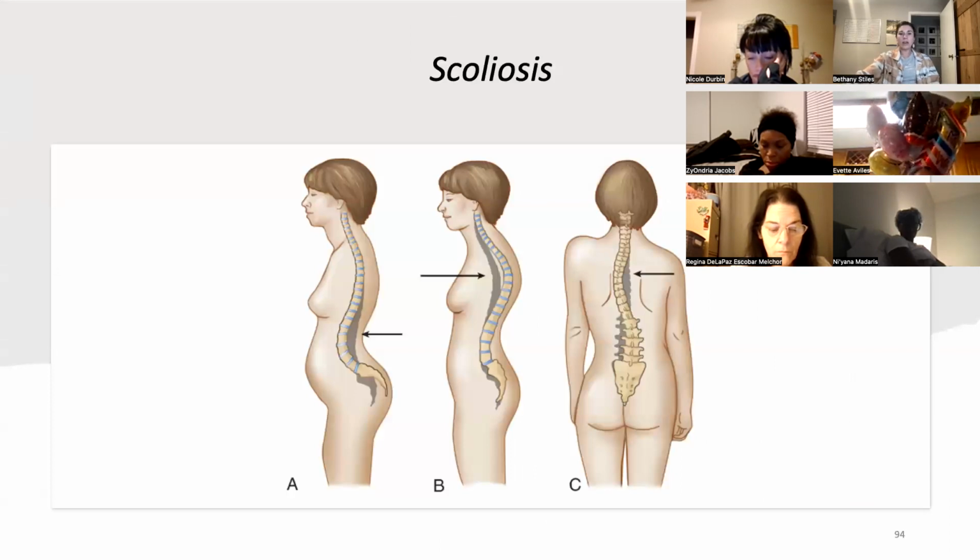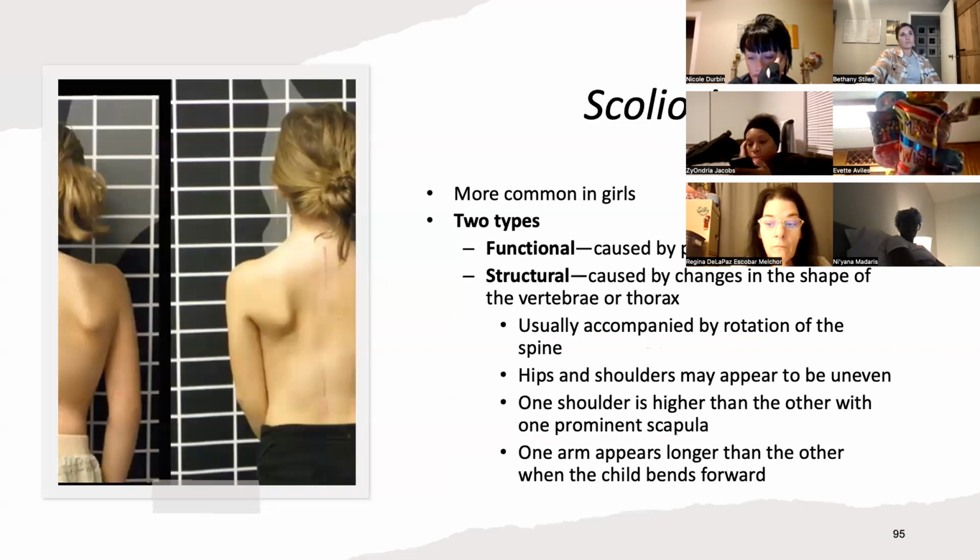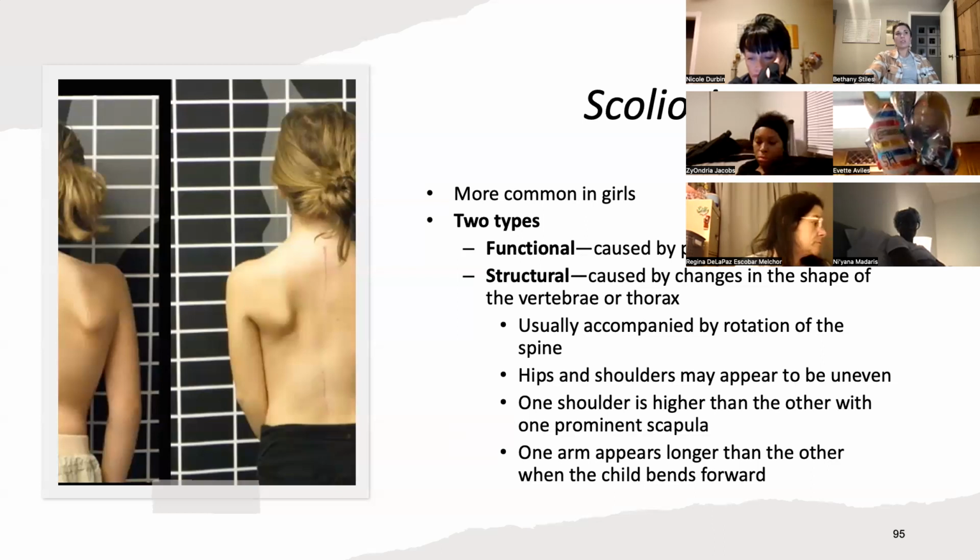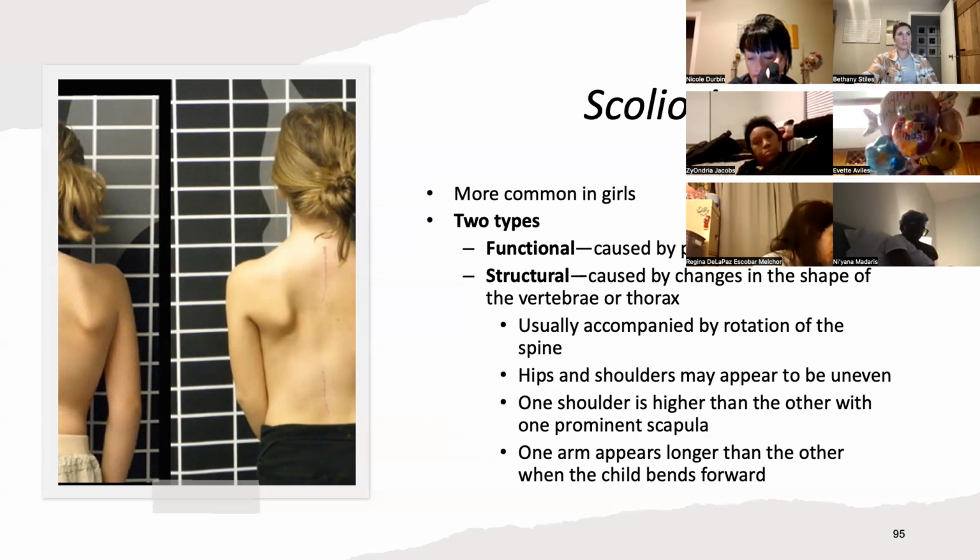Scoliosis is going to be that S-shaped curve of the spine. It's more common in girls, and we have two different types. So we have functional, that's caused by poor posture, and structural, which is going to be from changes in the shape of your vertebrae or the thorax.